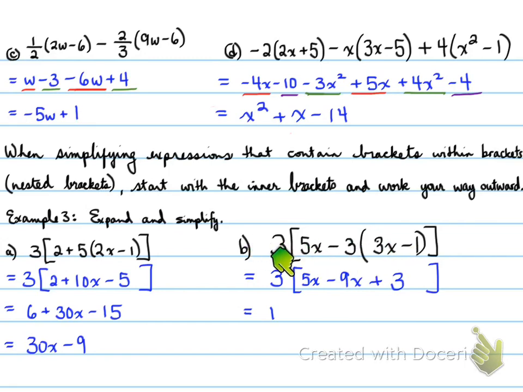Not collect the like terms, we're going to expand it out first. 3 times 5x, which is 15x, 3 times minus 9x, which is minus 27x, and 3 times 3, which is plus 9. Now we're going to collect like terms. 15x minus 27x is minus 12x. And then we have the plus 9 left over. And that, folks, is how you simplify a question with nested brackets. All right, that was a long one, and that's the end of the lesson. Have a numerical day.